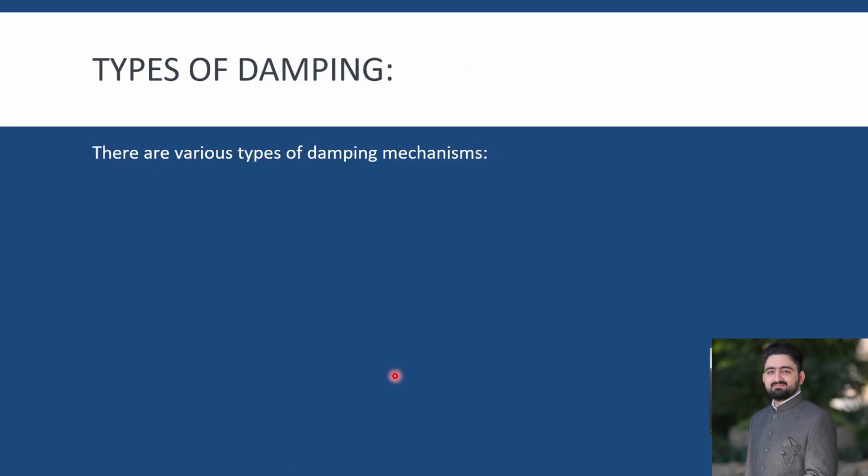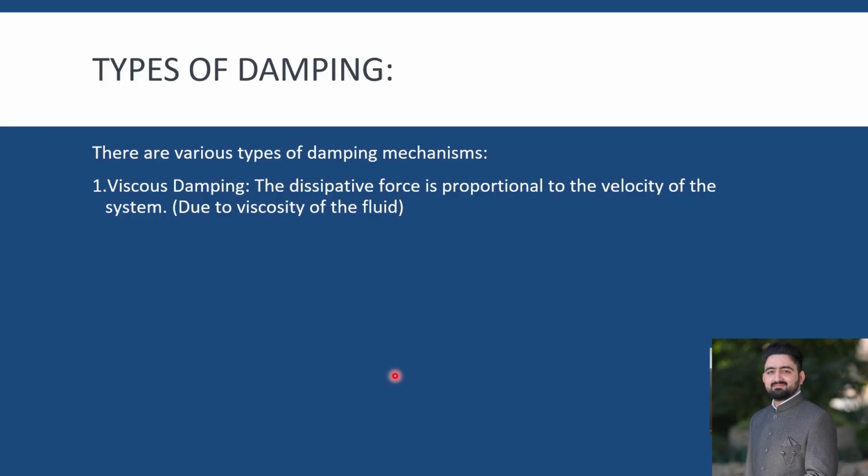So there are three types of damping mechanisms. Number one is viscous damping. It occurs due to the presence of viscous fluid such as oil or air in the system. The dissipative force generated is directly proportional to the velocity of the system. So basically that is written over here.